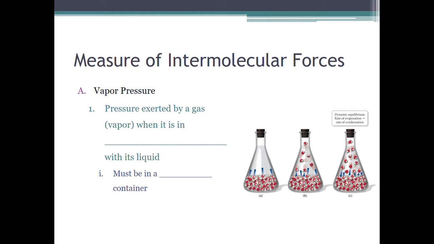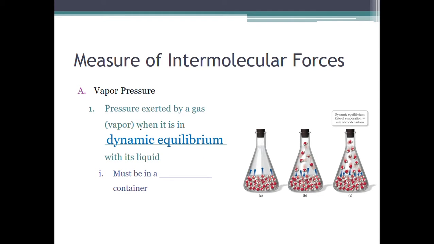All right, there are two ways of measuring intermolecular forces, and they are going to sound very similar, but they're not actually the same thing. There's one very important difference between them. The first way of measuring IMFs is with vapor pressure, which is the pressure exerted by a gas, or a vapor, when it is in dynamic equilibrium with its liquid.